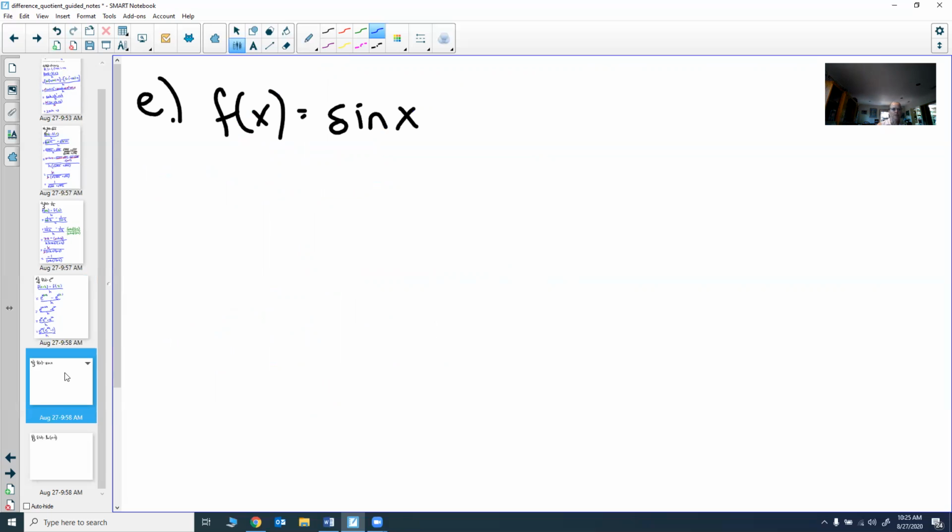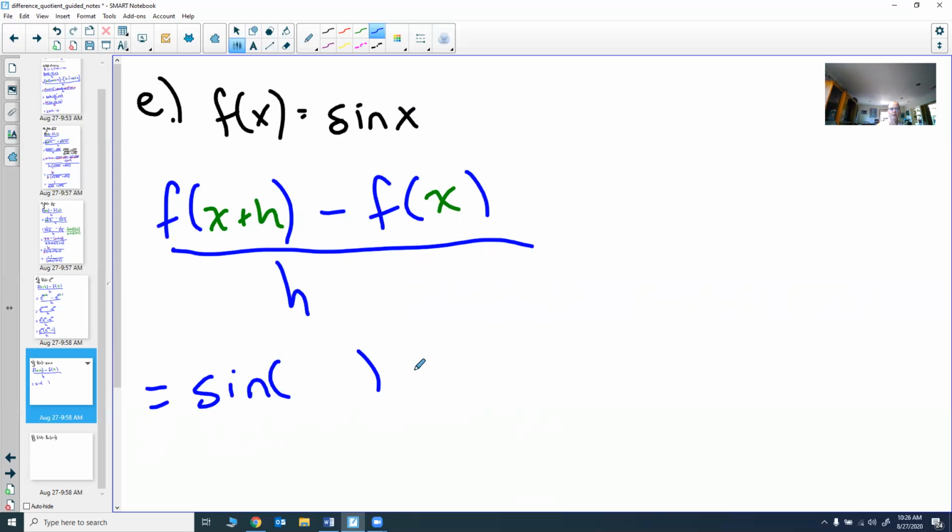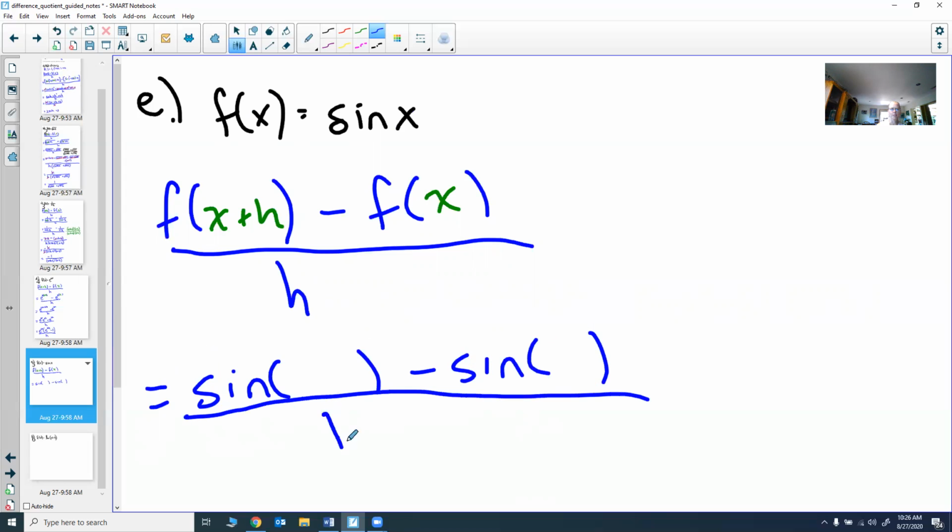Let's also look at a trig function. So again, we've got our difference quotient, f of something minus f of something all over h. My first something is x plus h. My second something is x. I get sine of something minus sine of something, that's my functions, all over h. My first something is x plus h. My second something is x.